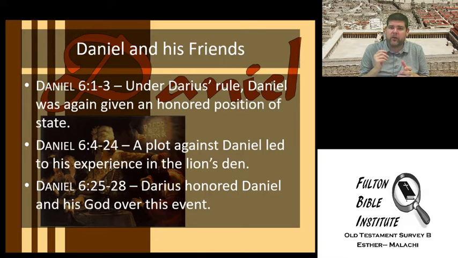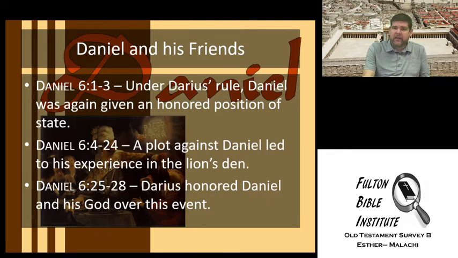He wakes up the next morning, goes to the lion's den to see if Daniel's still alive. And he opens the lion's den and Daniel's there. And Daniel is alive and well. And then you remember, he takes the men who accused Daniel of this evil thing and he throws them into the lion's den and, before they even hit the floor, the lions devour them. Then after this, Darius honors Daniel and his God over this event. Darius recognizes Daniel and his God for what they have accomplished and what his God has done for him.